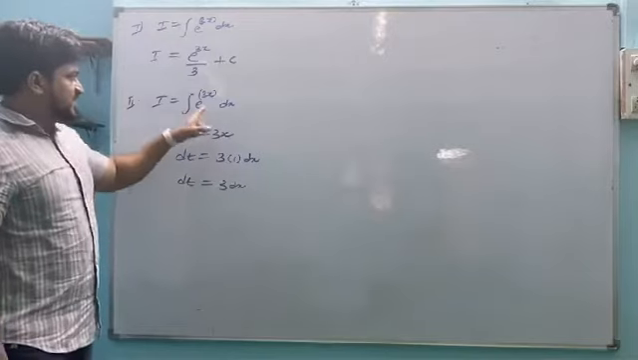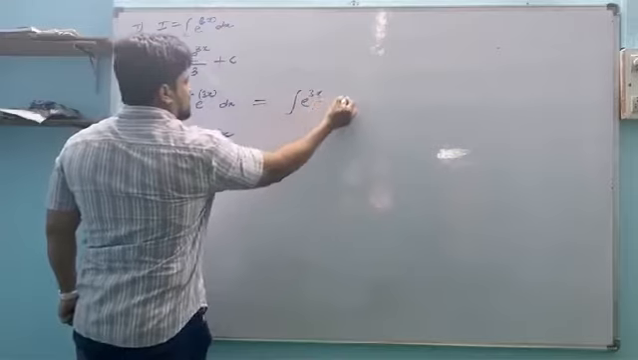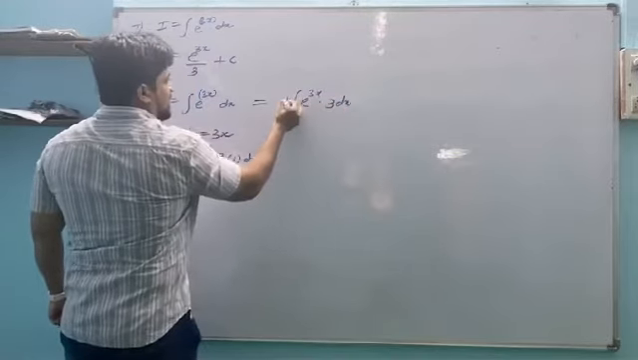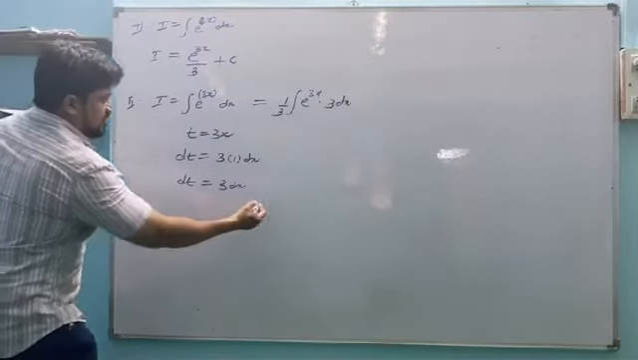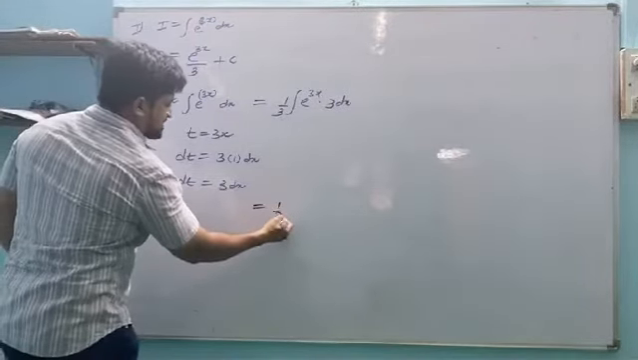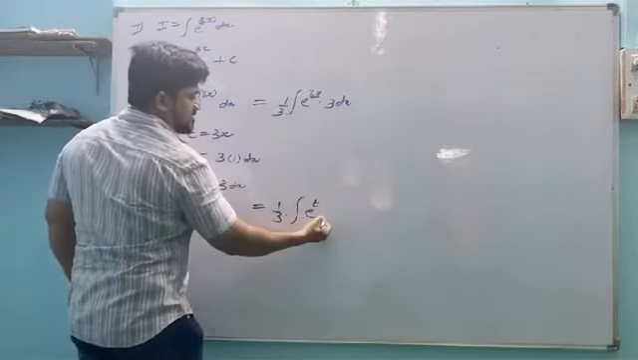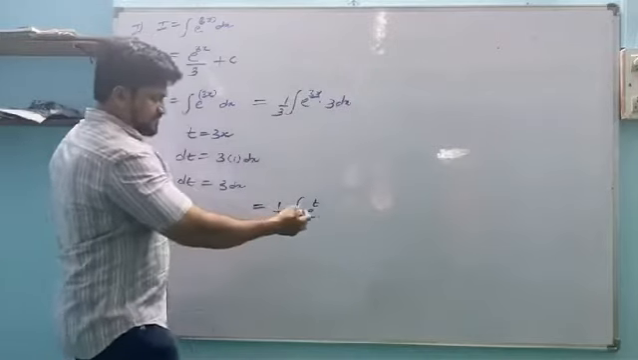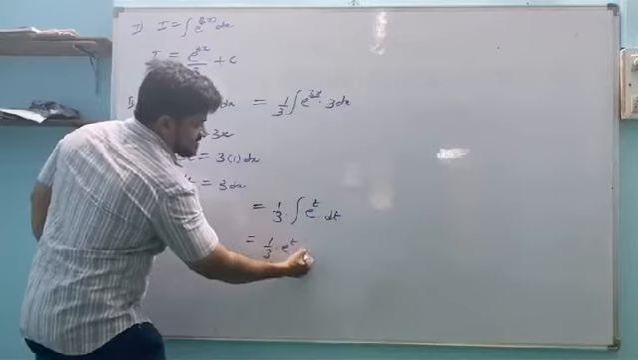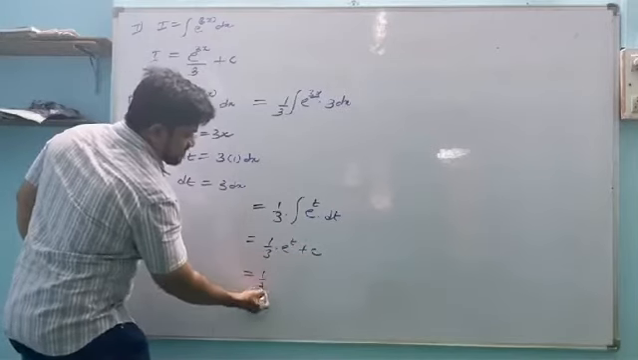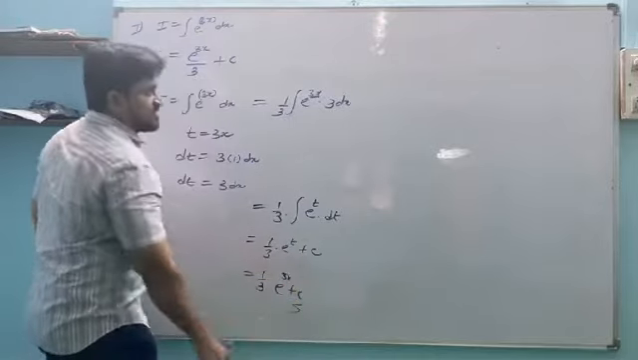3 is not given with dx. So what we will do is, e power 3x is there, dx is there, multiply and divide by 3. Now what will the answer be? 1 by 3 as it is, integral of e power t, and 3 dx will be dt. Now the integral of e power t dt is e power t plus c. Now the t value as it is we should write. What is the value of t? 3x. So 1 by 3 e power 3x plus c.